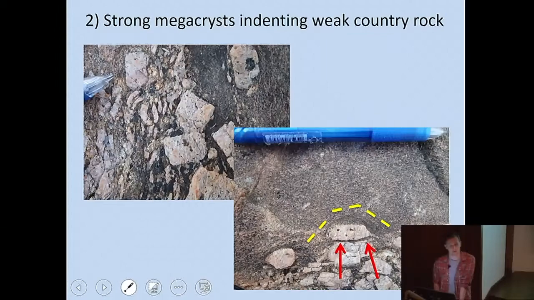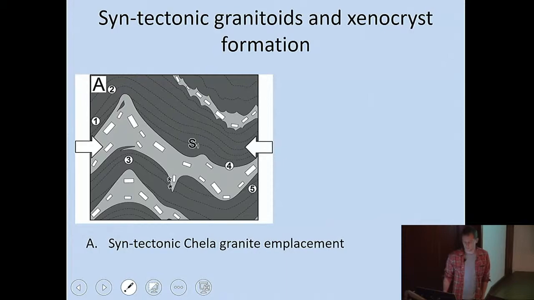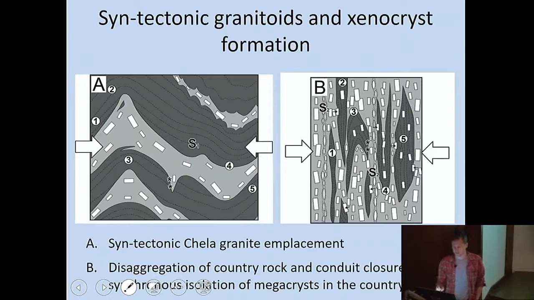So we can build up a cartoon to schematically show what's going on. In this case, we have the early onset of D2 folding. This is the country rock with its S1 fabric, and it starts to be folded. During the folding process, we have the intrusion of Chela granitoid carrying these K feldspar crystals. As we have continued, progressive deformation, eventually this S1 fabric will be completely transposed into a north-south trending S2 foliation.